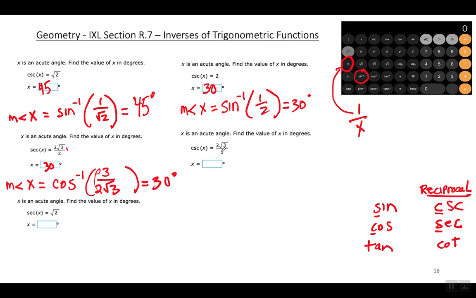All right, now let's look at this one. We're almost done. After this, in the challenge zone, they have some different problems that are actually easier than what we're doing here. So let's look at this one. This one will be the measure of angle x equals the reciprocal of cosecant is sine. So I'm going to get the inverse of sine of 3 over 2 square root of 3 equals.